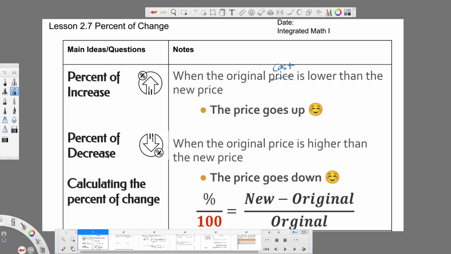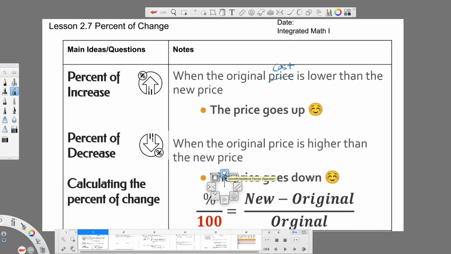Then we have a percent of decrease. So that's when the original price is higher than the new price. So this is, the original price is lower, meaning that it's going up. Now, the original price is higher than the new price, so the price is going down. And this is definitely price. It's not price or cost or anything like that. It's definitely price. And what this is like, you have a coupon or a discount or something along those lines, so you're paying less. The price is going down. So it's just the difference between did it increase or did it decrease.